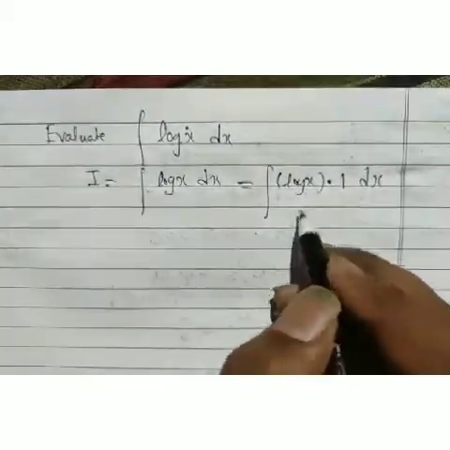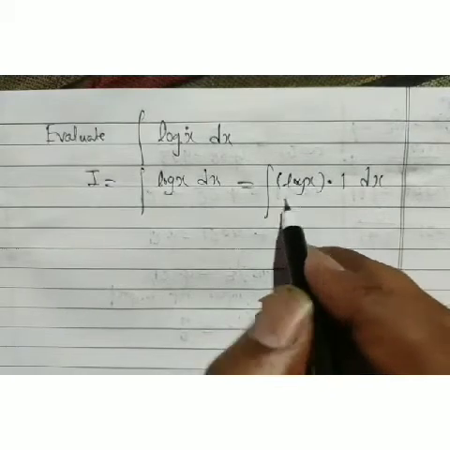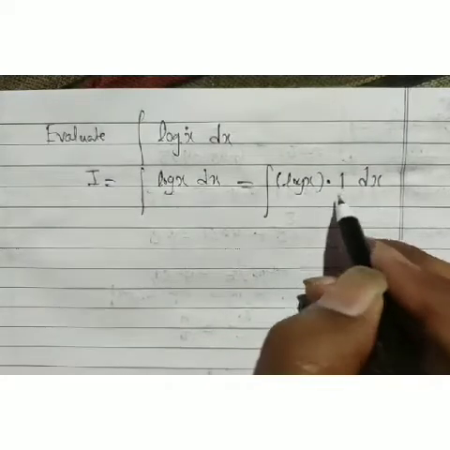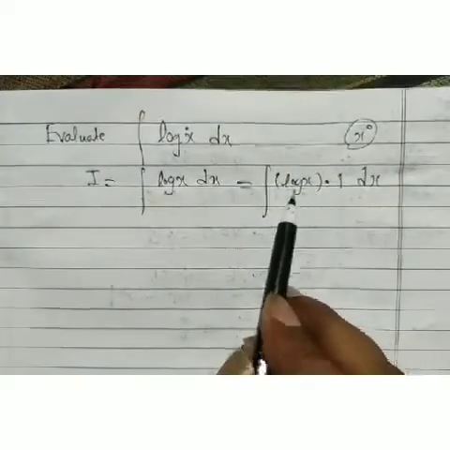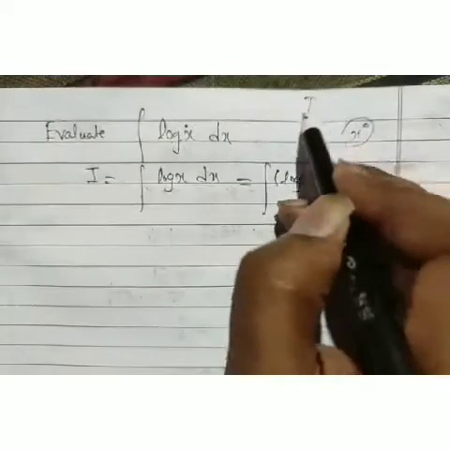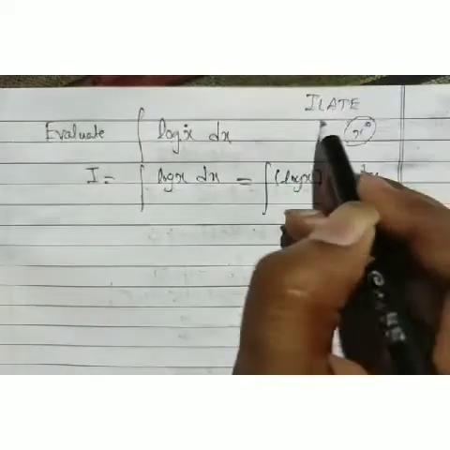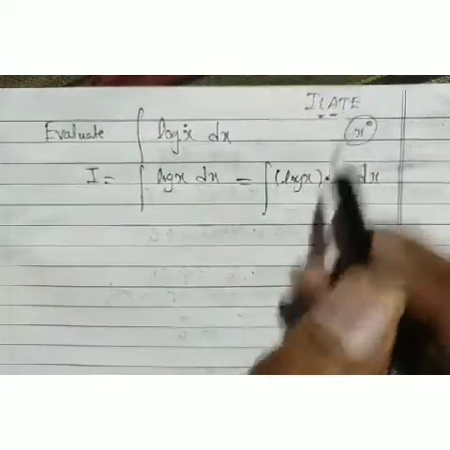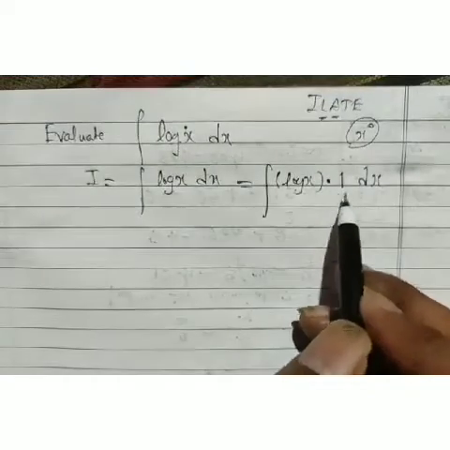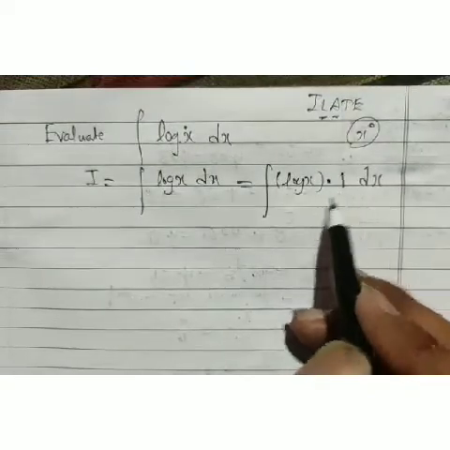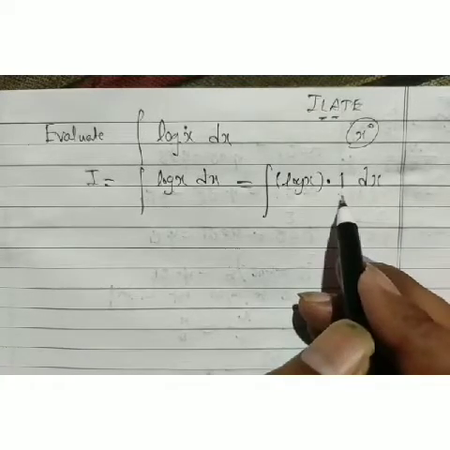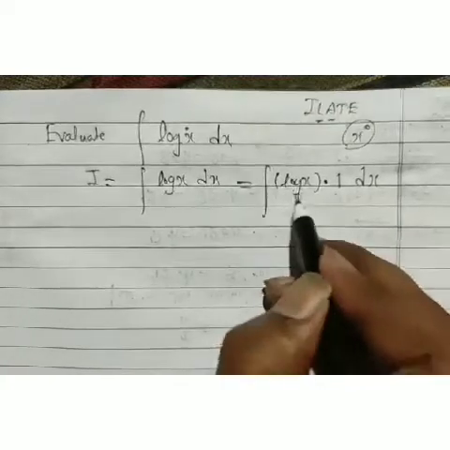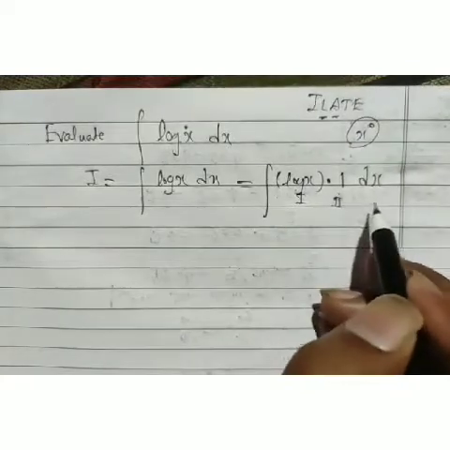Now we have two functions. What is the meaning of 1 here? It means x to the power 0. Now it is a logarithmic and an algebraic function, and we use the ILATE rule: logarithmic first, then algebraic second. This one may be a constant, but we take it as the algebraic function. Then we take it as the second function. Log x is our first function and 1 is our second function.